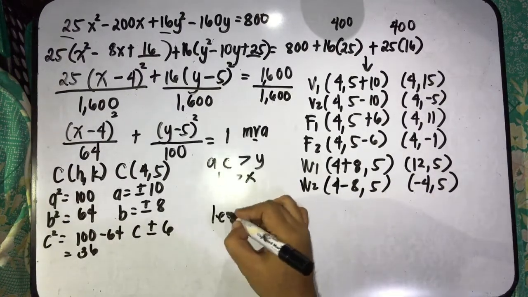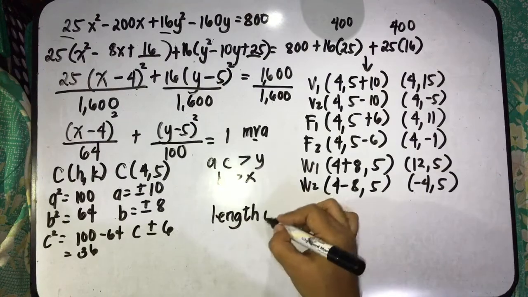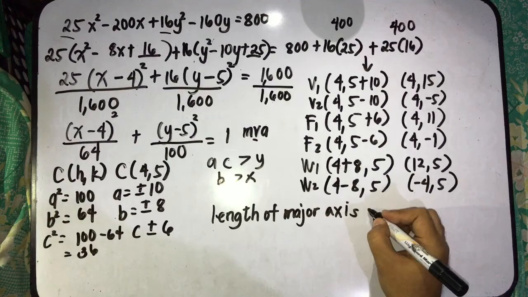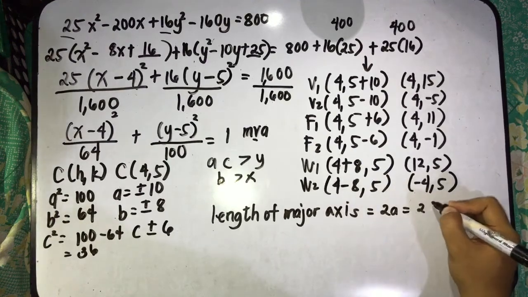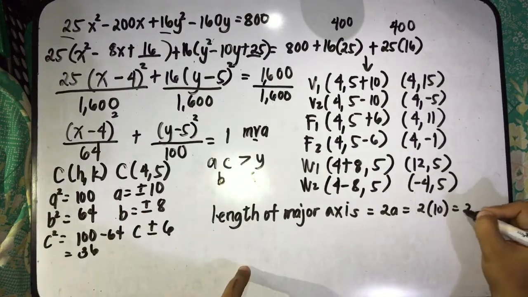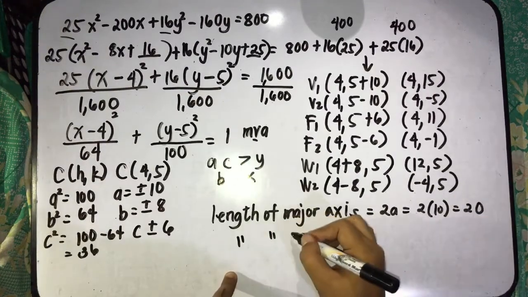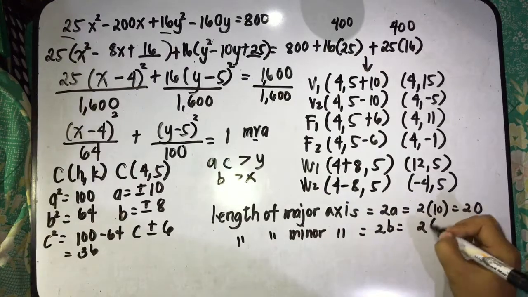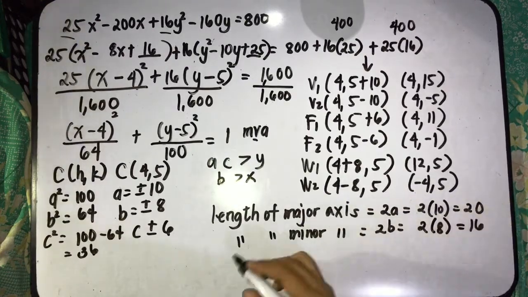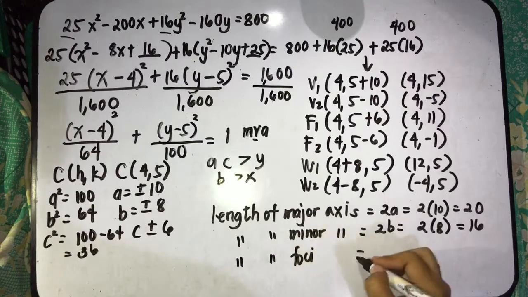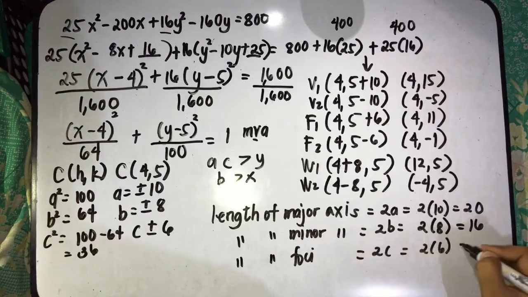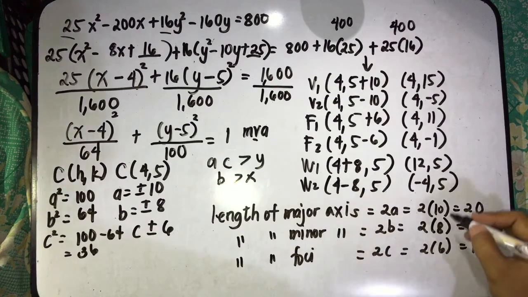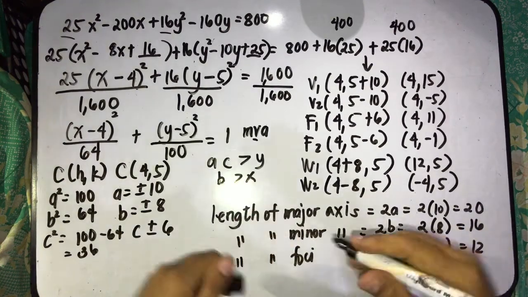What is the length of the major axis? So, that is equal to 2a. Therefore, equal siya sa twice ng 10, and that is 20. Length of the minor axis. So, length of the minor axis is 2b, and that becomes 2 times 8, and that is 16. Length of the foci would be equal to 2c, and that is 2 times 6, which is 12. So, pag tinanong, ano yung semi? Pag sinabing semi, ito na lang agad yung sagot. Questions?